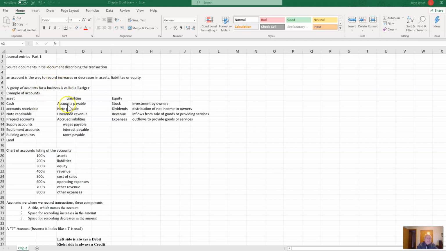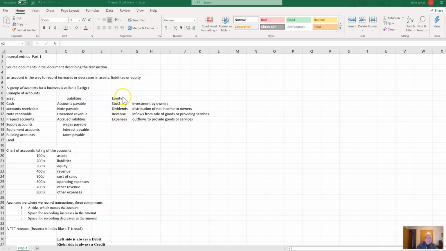A liability is simply something you owe, and that would be like accounts payable, notes payable, unearned revenue, and then you have accrued liabilities, which are like wages payable, interest payable, taxes payable. So the key word on liabilities is the word payable behind it.